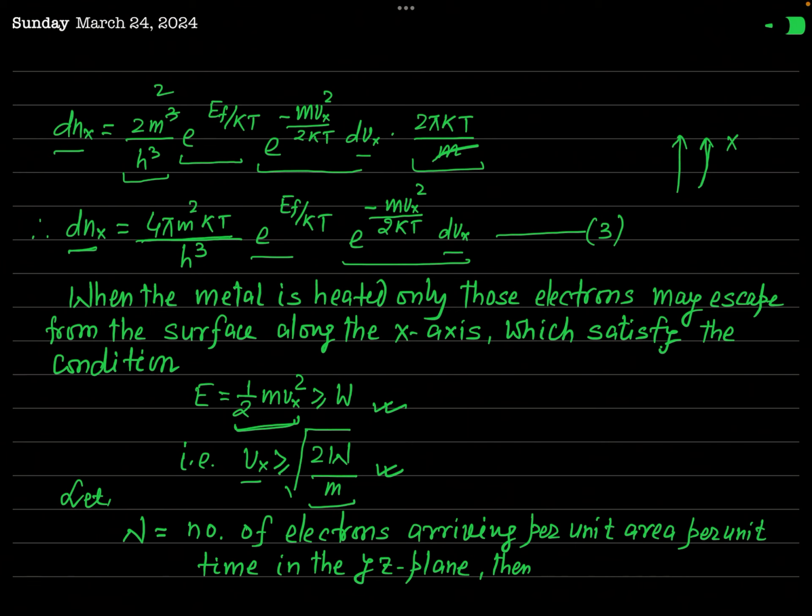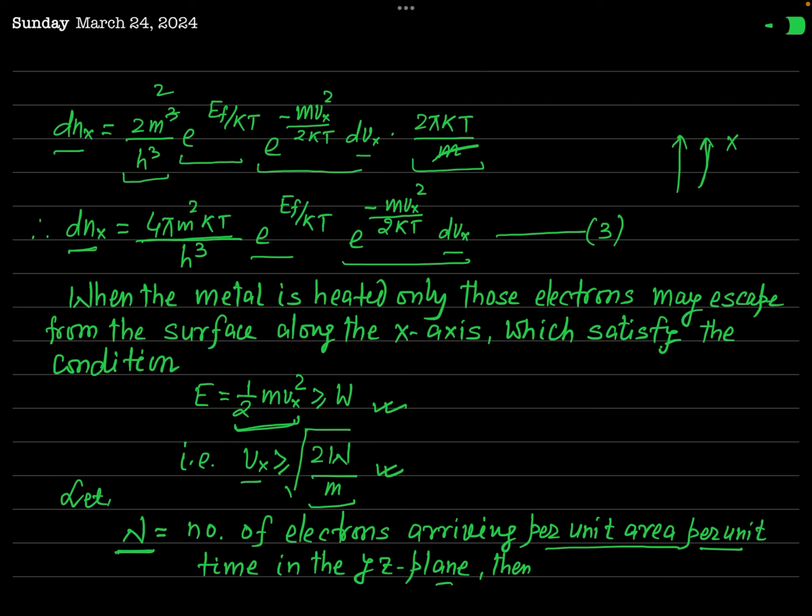Okay. So now our aim is to find how many electrons will be ejected in unit time, which will move through unit area, because our aim is to find the current density, and you know current density is the current passing through unit area. If we know the number of charge carriers, we can find the current and current density. So now let us consider that this capital N represents the number of electrons arriving per unit area per unit time in the YZ plane.